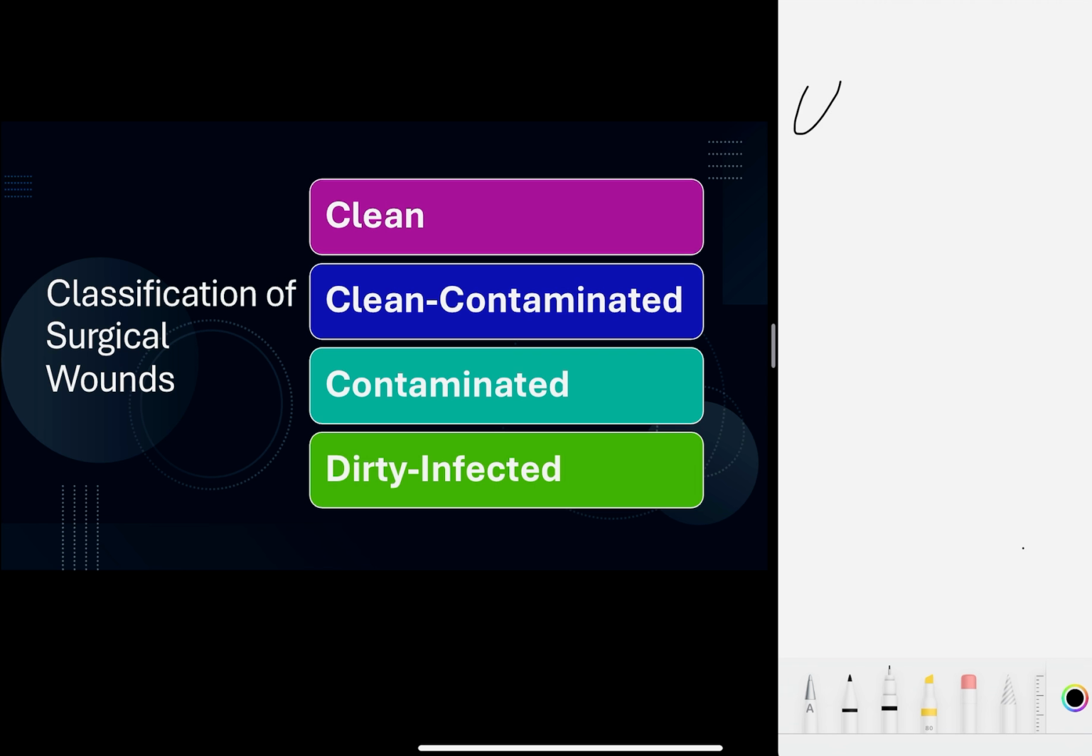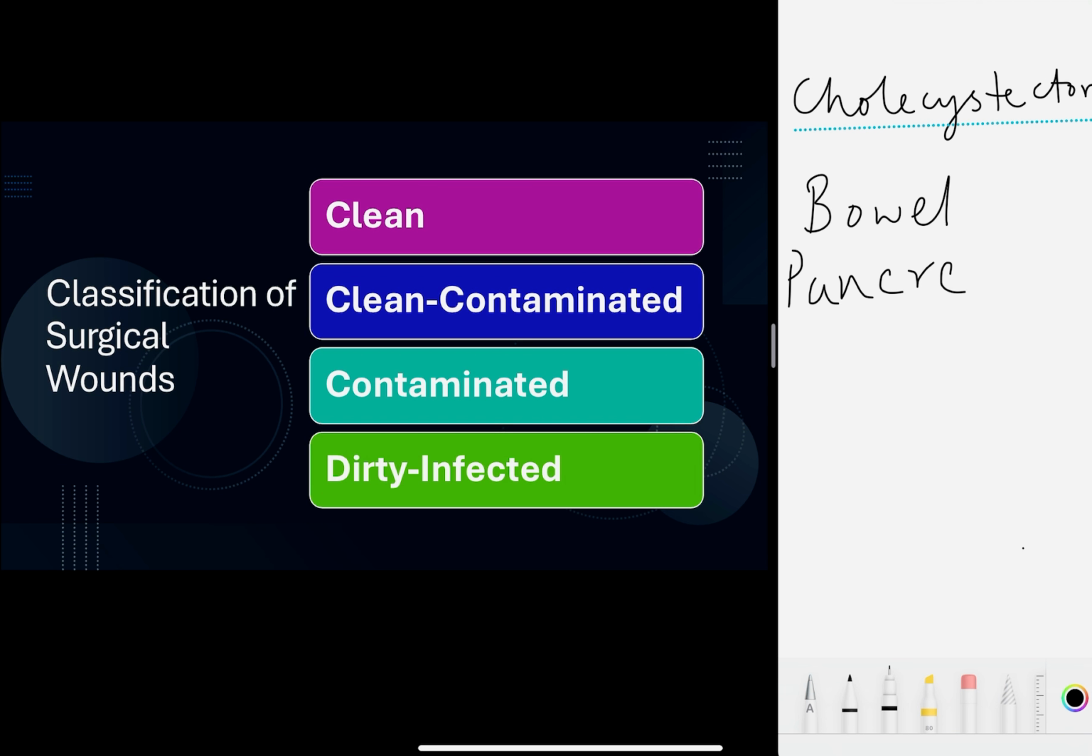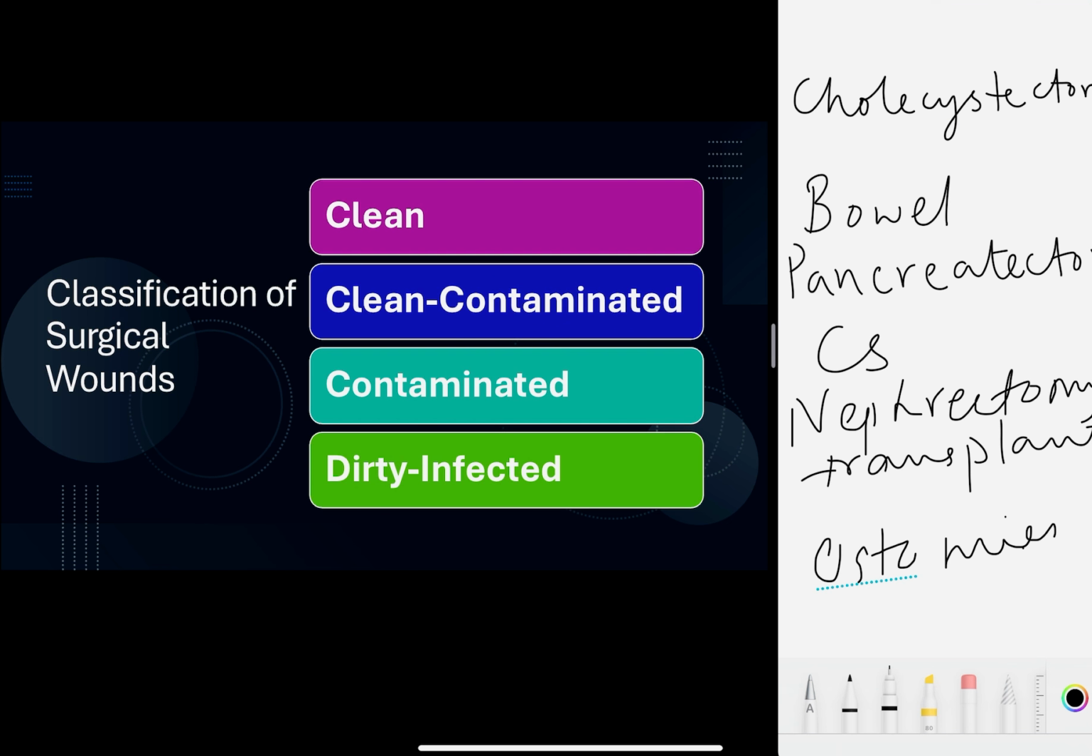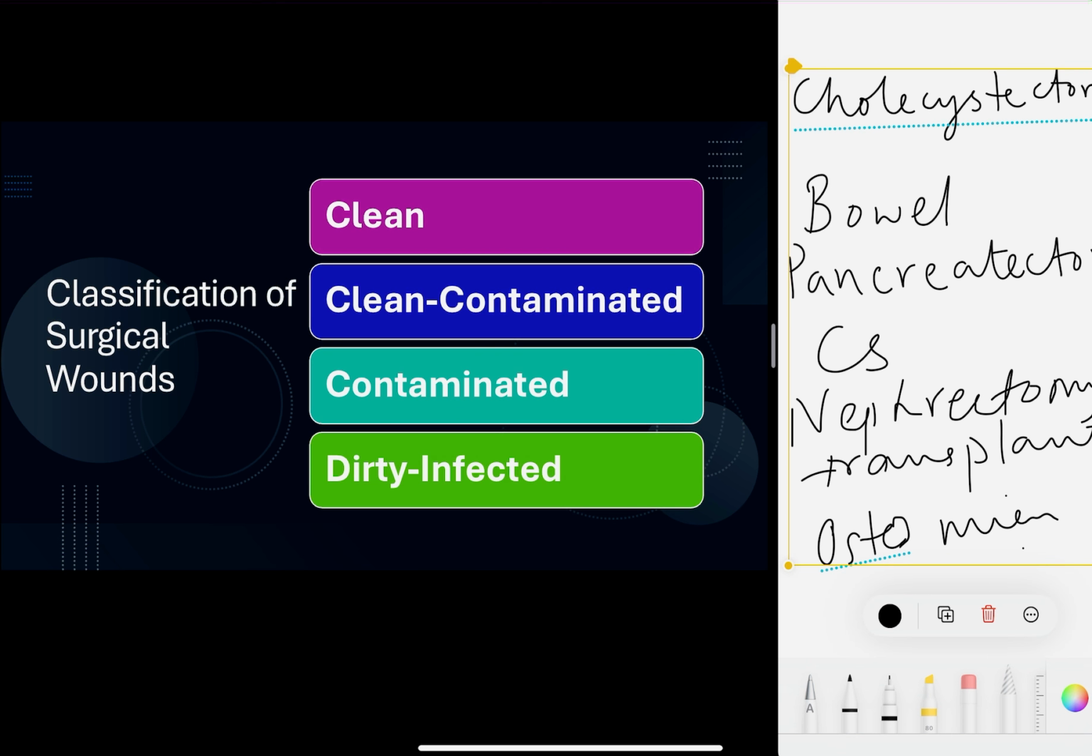So what are some of the examples? Cholecystectomy, bowel resection without spillage, pancreatectomy, cesarean section, nephrectomy, that is the removal of the kidneys, liver or renal transplant, and creation of ostomies. So these come under class 2 clean contaminated wounds.